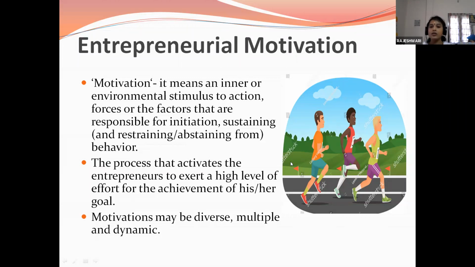Let me tell one small example for this motivation. Three persons are participating in one running race. None of the three won the medal, but not all three are losers. Why? Because the first person's objective was to check his ability and his endurance, how he faces and how he runs. He is checking his ability.